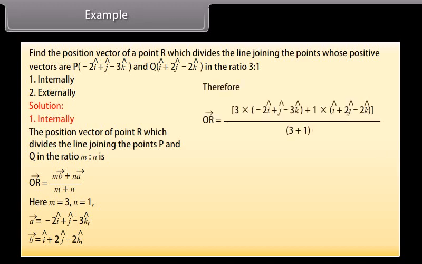Therefore, vector OR equals 3 into minus 2 cap I plus cap J minus 3 cap K plus 1 into cap I plus 2 cap J minus 2 cap K by 3 plus 1 equals minus 5 cap I plus 5 cap J minus 11 cap K by 4, which is equal to minus 5 cap I by 4 plus 5 cap J by 4 minus 11 cap K by 4.